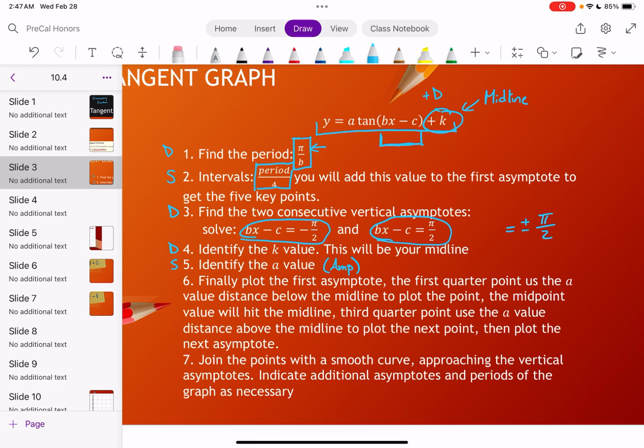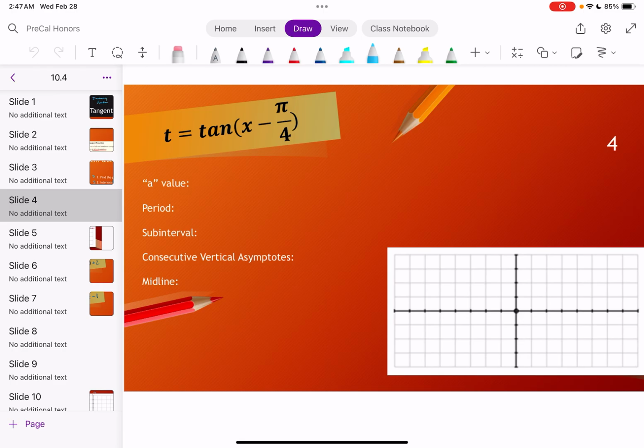Let's go ahead and take a look at example 4. Now, in this problem, we first begin with tan of x minus pi over 4. The entire problem as a whole still repeats itself very similar to that of sine and cosine. We're still going to find our a value, which is still located in the same place. In this case, our a value is still 1.